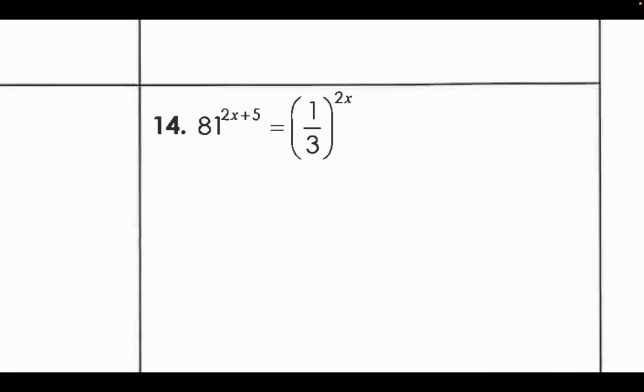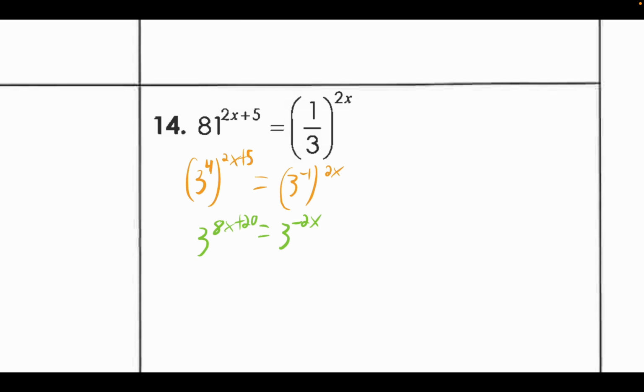So if I change 81 to 3, for example, that'd be 3 to the power of 4, to the power of 2x plus 5. And if I change 1/3 to 3, that'd be 3 to the power of negative 1, to the power of 2x. And so on the left, it gives me 3 to the power of 8x plus 20 as I distribute those exponents. And on the right, I get 3 to the power of negative 2x.